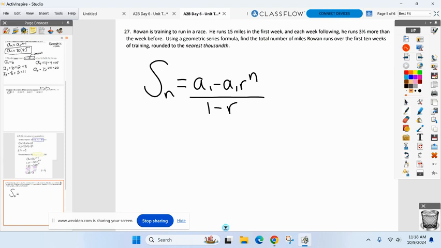All right, Joe, here we go. How many total weeks am I doing? 15 or 10. 10, right? So that's my n value. So the sum of the first 10. What about first week? A_1. 15.